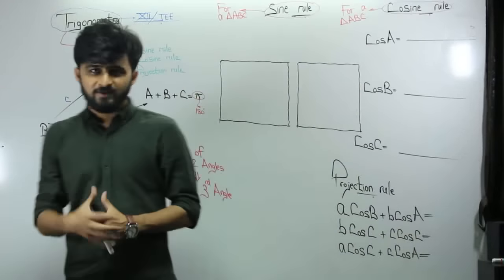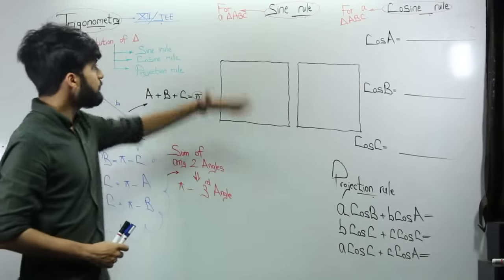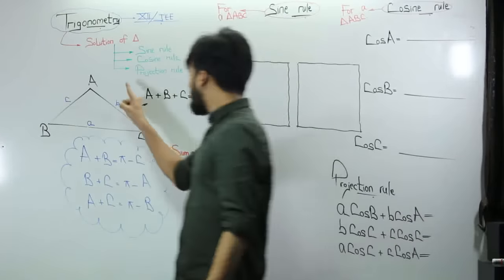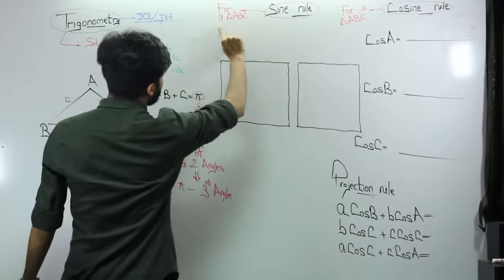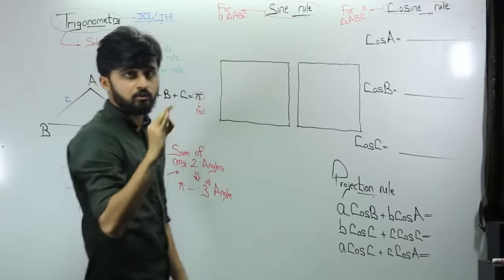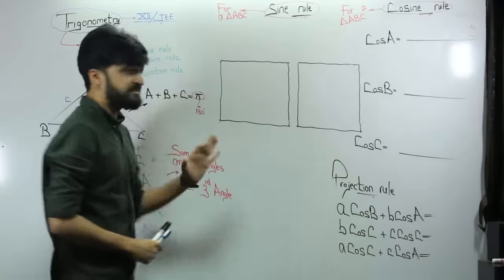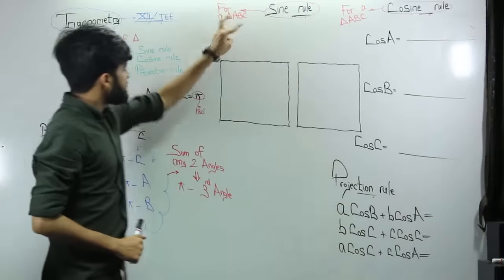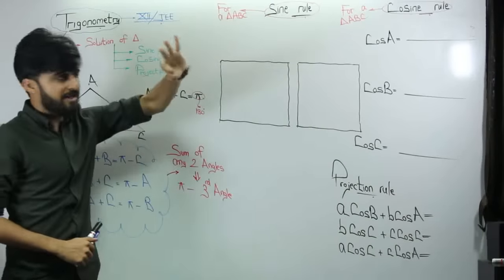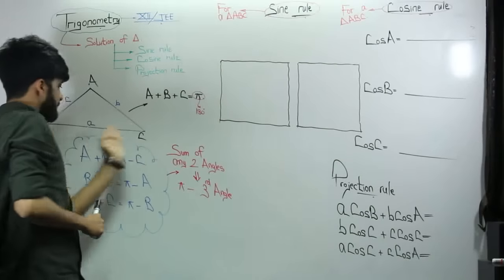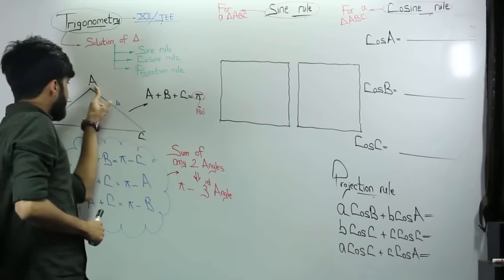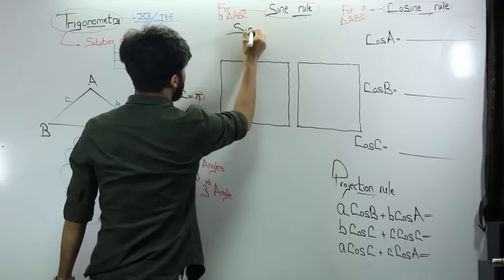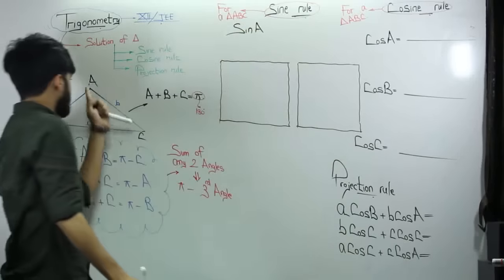Okay. Having understood that much of basics, let us quickly move to sine rule. Now, what does sine rule say? Sine rule is applicable to a triangle ABC. Every rule I am discussing in this video is applicable for a triangle ABC. Suppose I have this triangle A, B, C, and this angle A. I take sine of that angle A.